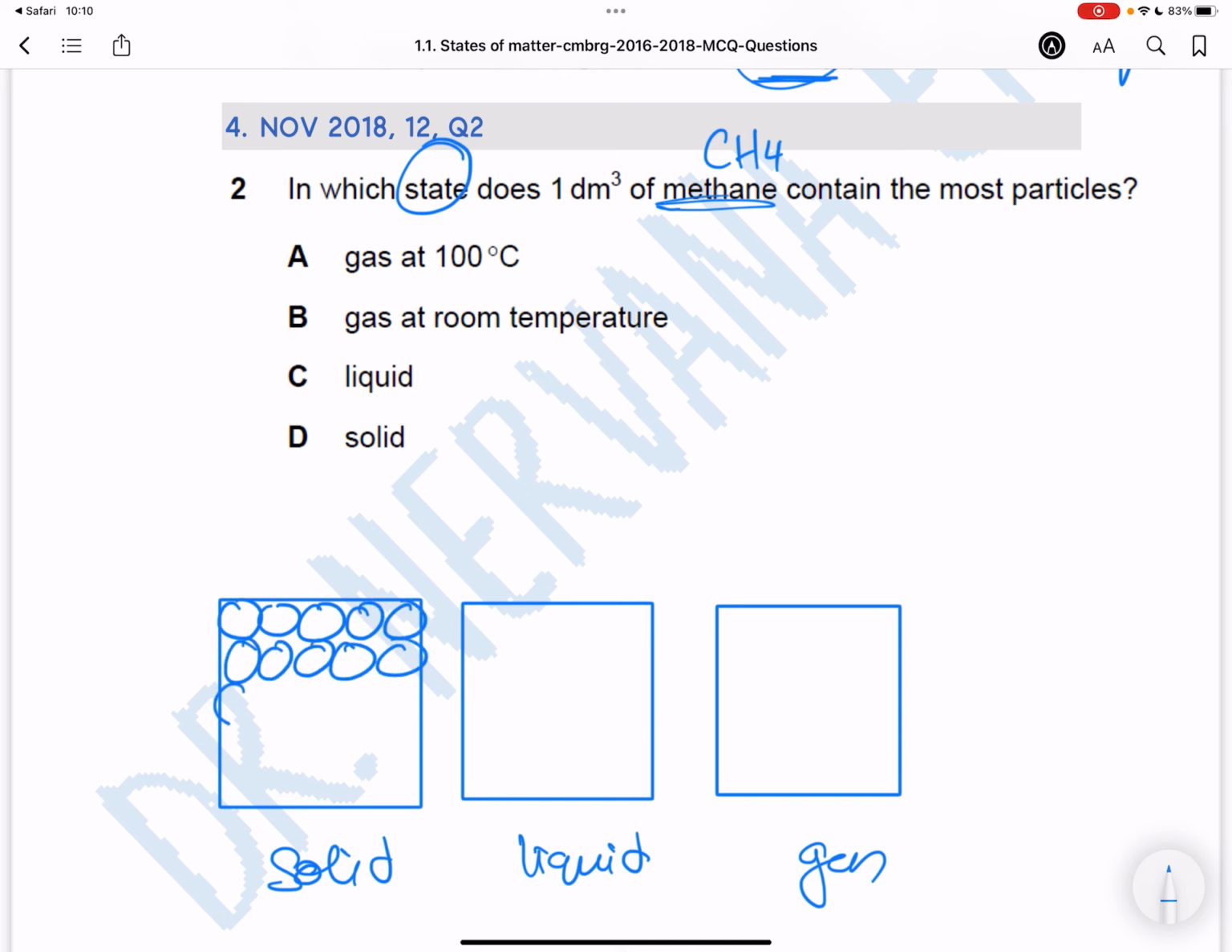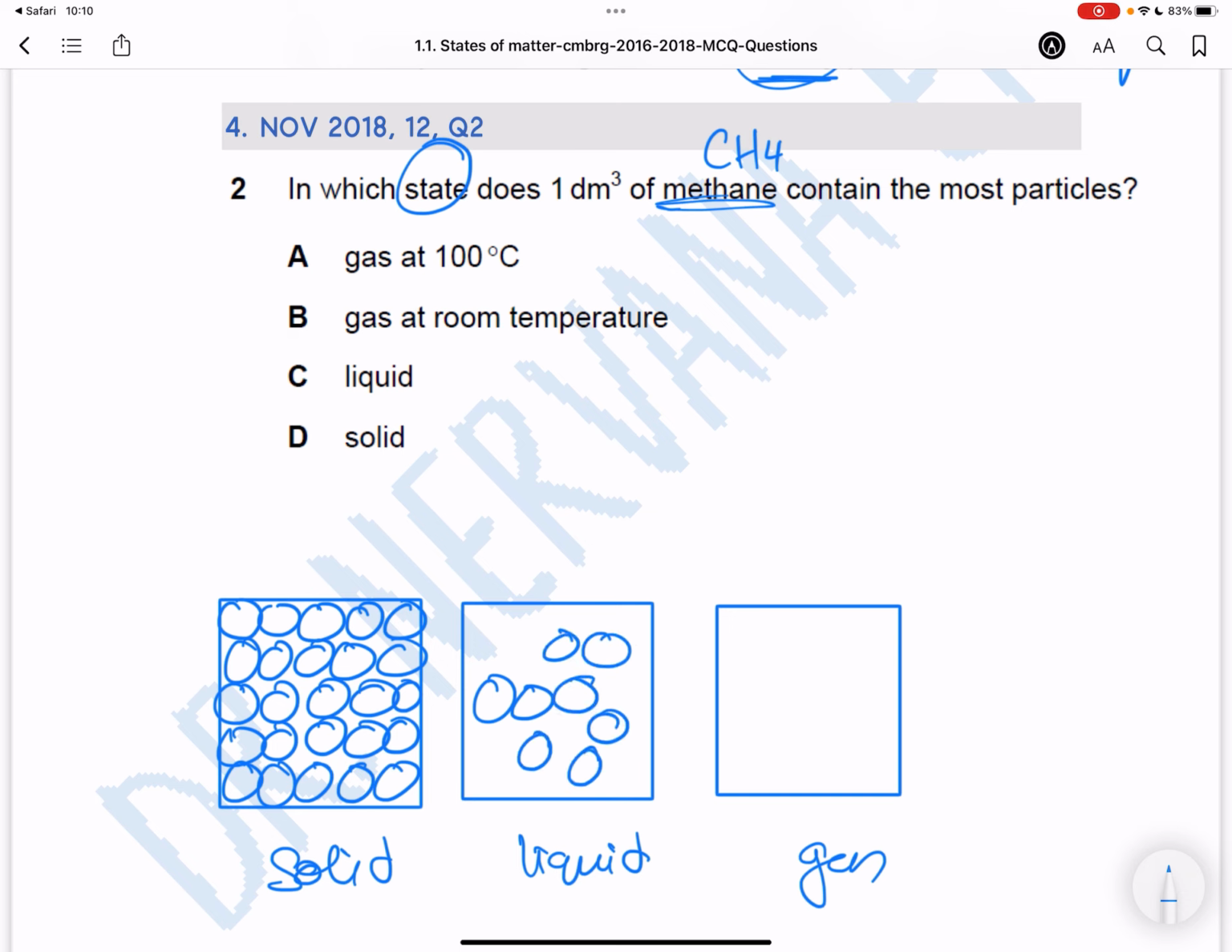And guys, when you draw the liquid, make sure that the size of the particle is equal to the solid, because the size does not change. It is still CH4. So in liquid, they are still the same size. Particles are touching each other. However, there's a little bit more space because they are not tightly packed.